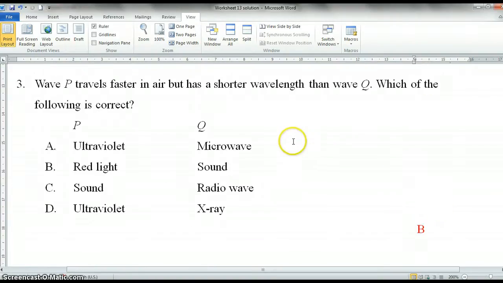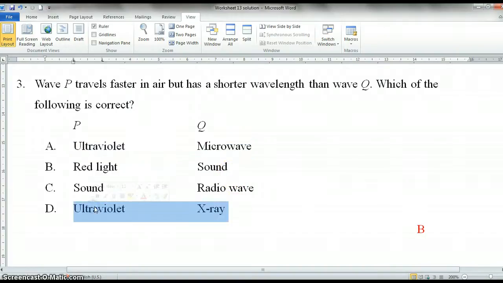Okay, question 3. Which of the following is correct? Wave P travels faster in air than Q. Obviously P and Q cannot both be EM waves, because we know that EM waves travel at the same speed of 3 times 10 to the power of 8. But because it's in air, you ask me, is it 3 times 10 to the power of 8 meters per second in air or not? Actually it is. It's not much different in air and vacuum. So P and Q cannot be traveling at different speeds. Answer A is out.